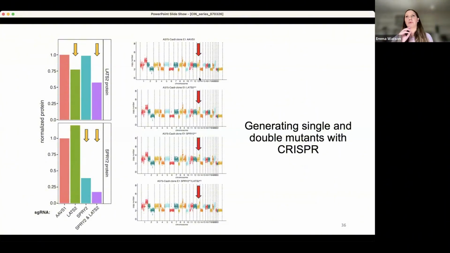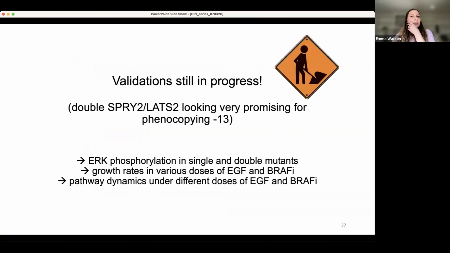So now we have loss of one and both of these genes without chromosome 13 loss, and we can really test the individual and synergistic effects very carefully. And so these validations are still in progress. Sorry, I don't have the nail in the coffin experiment here, but I will say that the double mutant is looking very promising as phenocopying the -13 phenotype.